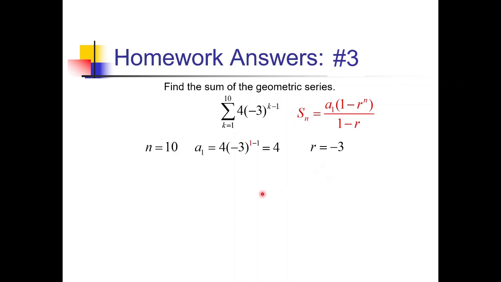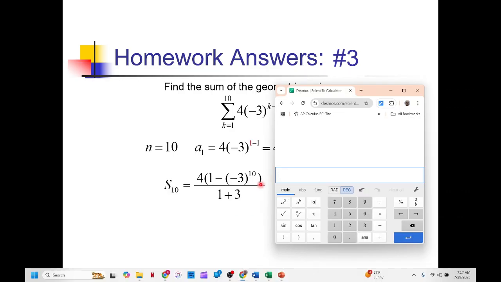All right, plugging all that in, we're going to have 4, that's our a sub 1. And then we have 1 minus negative 3 in parentheses raised to the 10th power. And then all of that over 1 minus negative 3, or you can call this 1 plus 3 if you want. So let me just go ahead and plug this into the calculator. I'm not going to try to do this in my head.